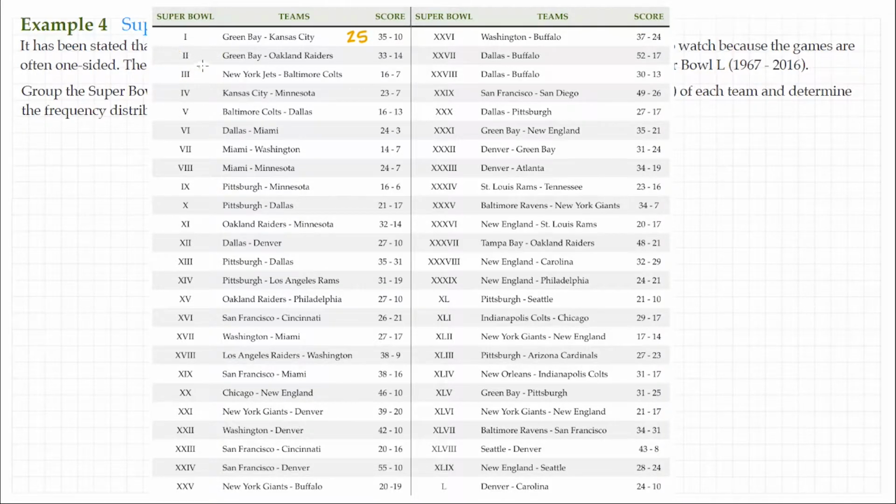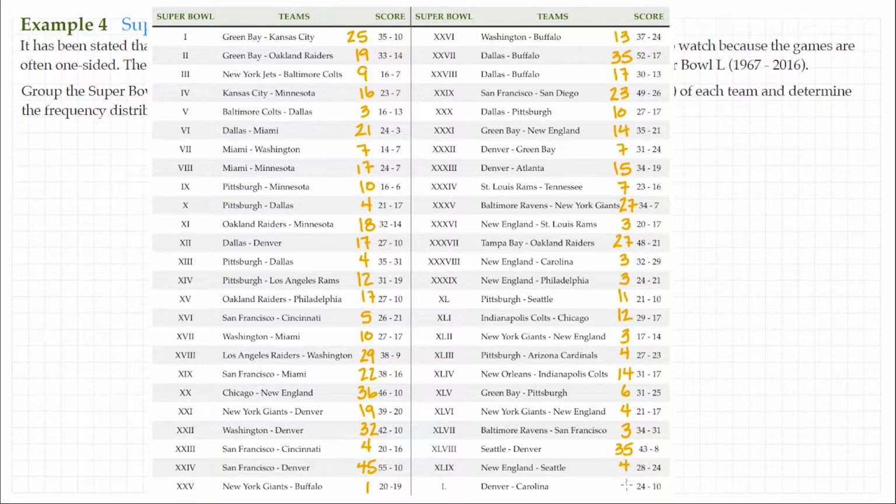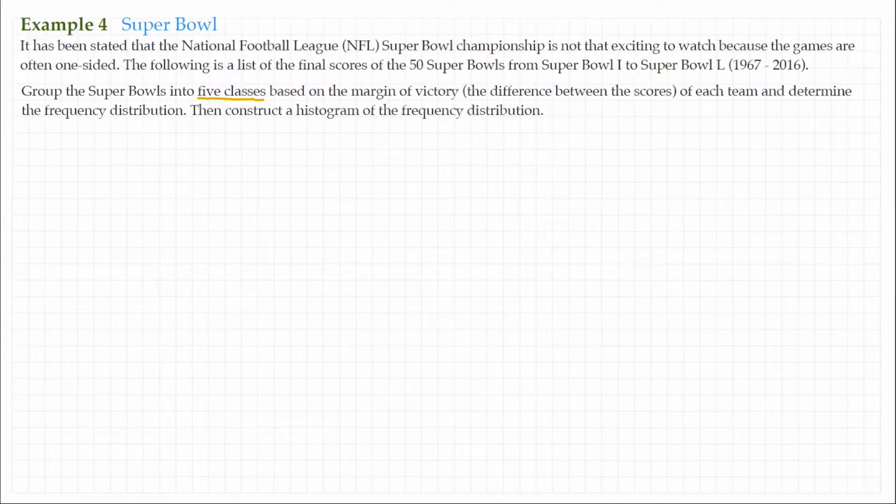For Super Bowl 2 here, between Green Bay and the Oakland Raiders, the score was 33-14. That has a margin of victory of 19 points. So I'm going to put in all the margins of victory since that's the data that we're looking to deal with. So here are all the margins of victory. So then the first step we'll do is we'll put in our number line.